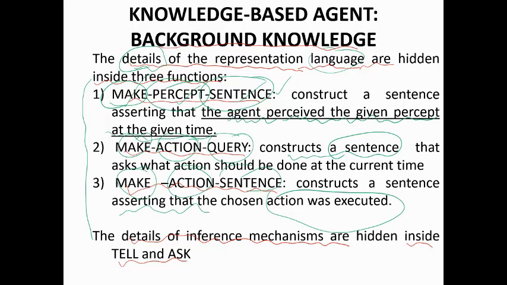So the details of the inference mechanisms are inside tell and ask, these two. The mechanisms are working in the periphery of tell and ask, always in reference to tell and ask. So all the mechanisms depend on tell and ask.